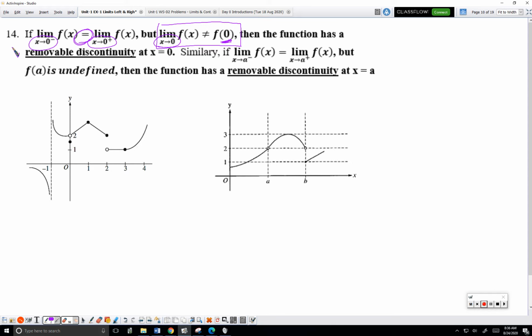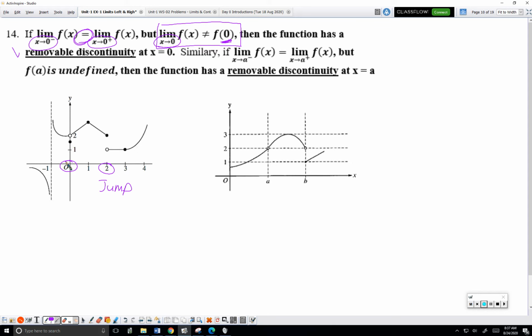So in this picture, right here at x equal 2, because the left and right limits are different, that's a jump. But over here, the left and right limits are the same, but the value of the function is different, that's a removable discontinuity.